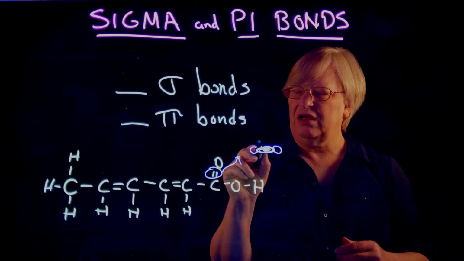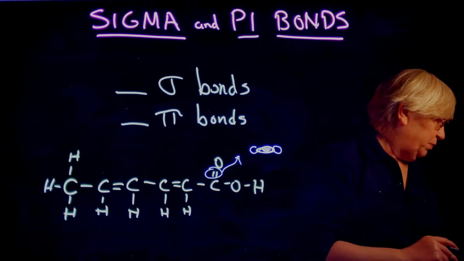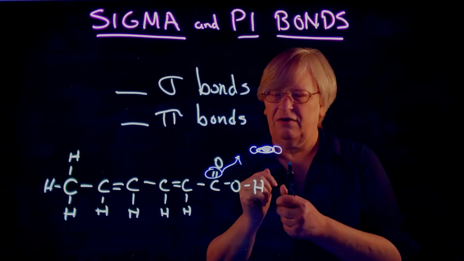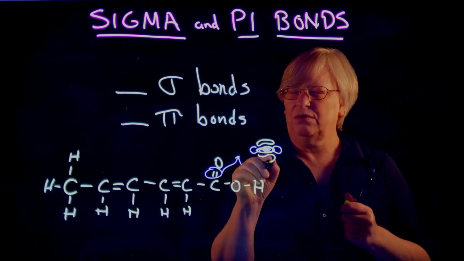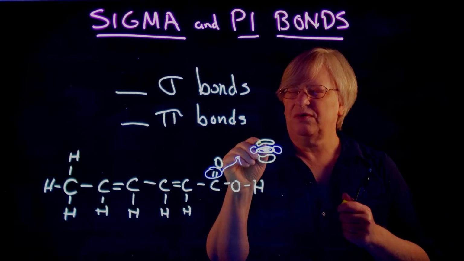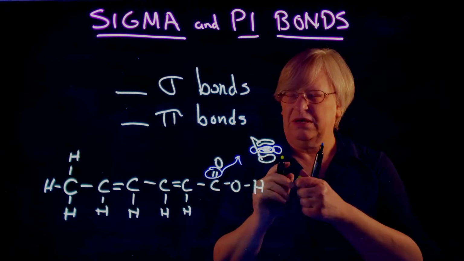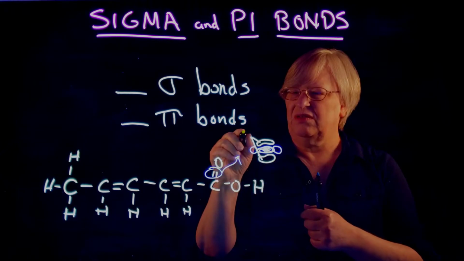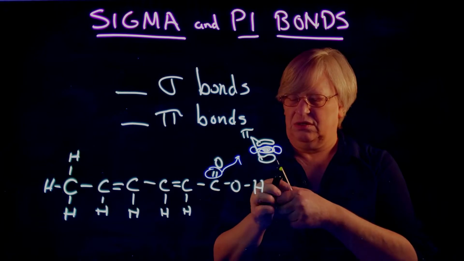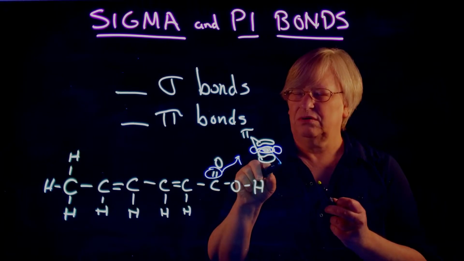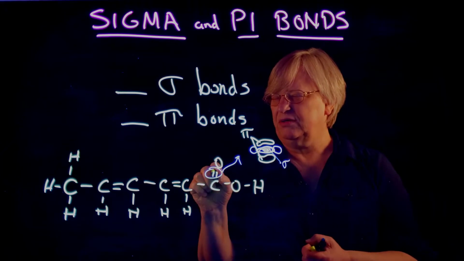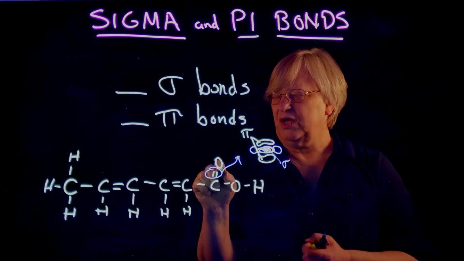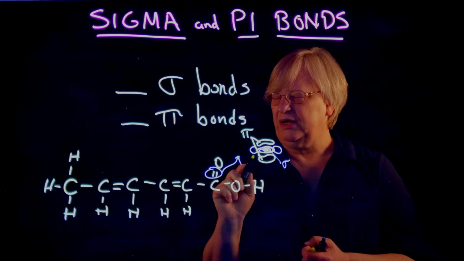But then we have another lobe above and a lobe below, and the two of them together, remember, are the pi bond. So we can say that's the pi bond. The first bond was a sigma. So every time you see this double bond, that means we have one sigma and one pi.